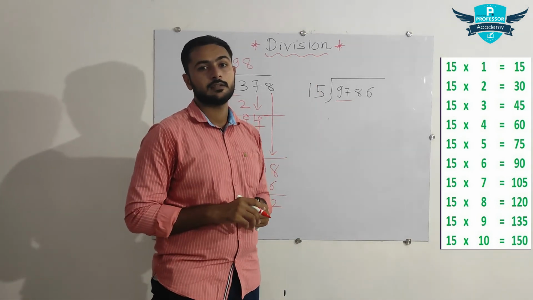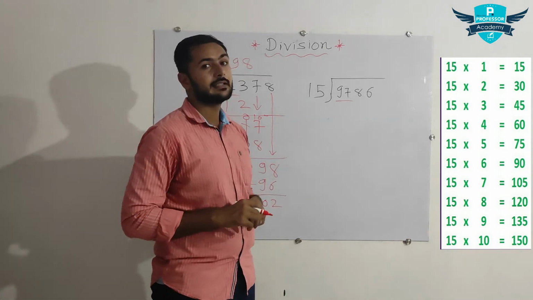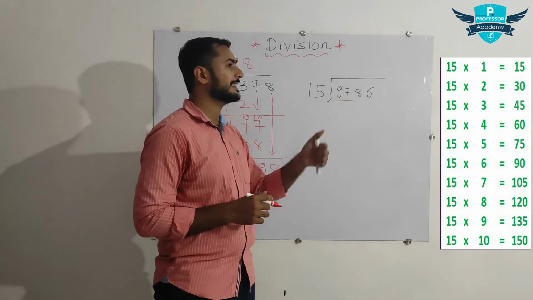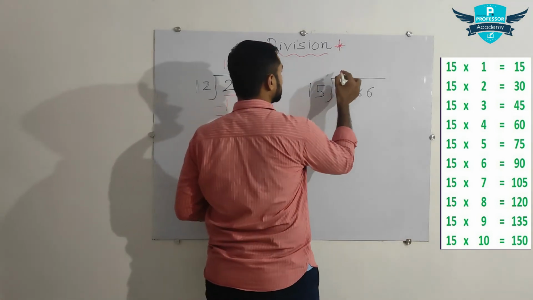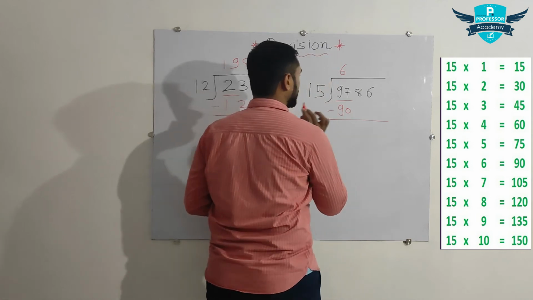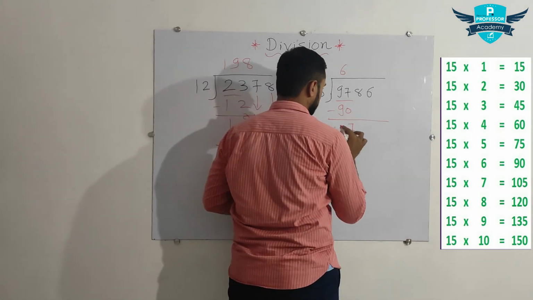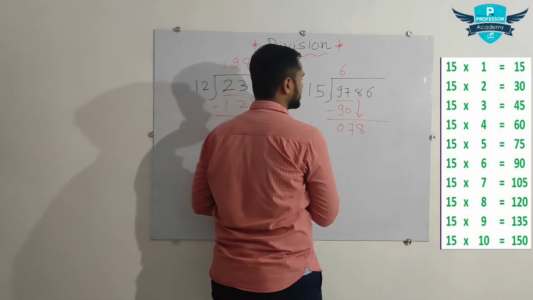Is it there? 15 6s are 90 and 15 7s are 105. We cannot find 97 over there. It means we will use the smaller one, 15 6s are 90. Just subtract this. So 7 minus 0 is 7. 9 minus 9 is 0. And just bring down the next number, which is 8.